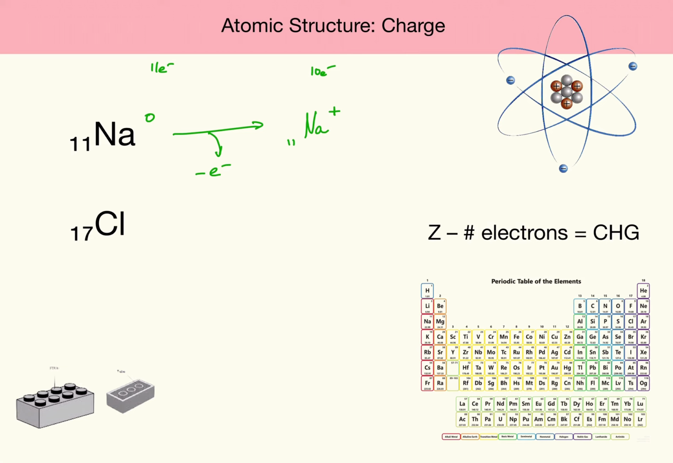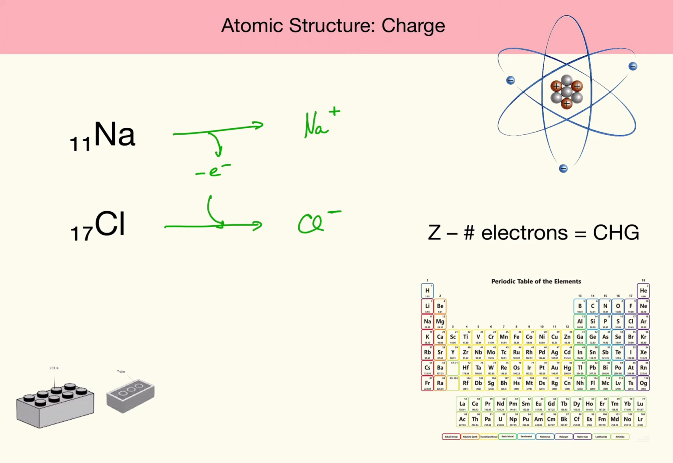Well, what happened to that electron that it lost? It just so happened a chlorine was walking by and nabbed it. So now our chlorine atom still has 17 protons, but how many electrons does it have? It now has a total of 18 electrons. So what will be the charge if you have 17 positive pieces and 18 negative pieces? You have one extra negative piece, so the charge would be -1.